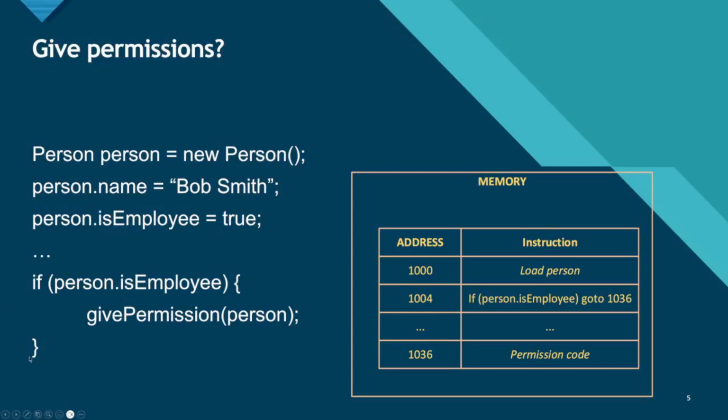So then we're going to have an if statement. If this person is an employee, then we give them the permissions. We call give permission person, which is a function. So here, if we were to evaluate this code, we would say if person.isEmployee. Well, in this case, we've given that value the value of true. So this is if true, which means we're going to evaluate this.